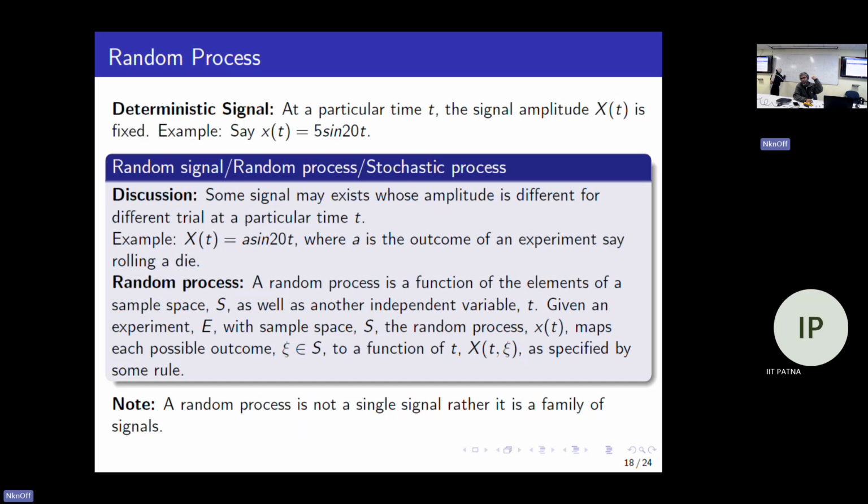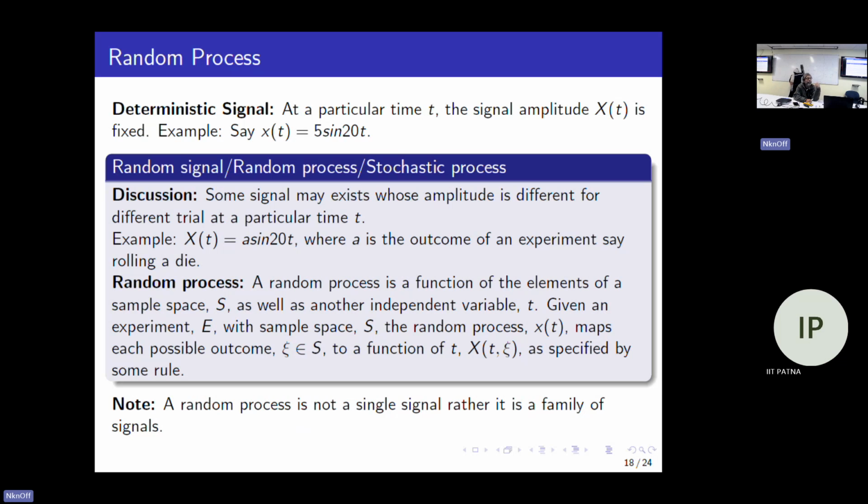Now random process. This is very interesting. I want to spend some time on it because people are too confused about random process, so I'll try to explain it. Random process, random signal, stochastic process, all are the same. So let's say, what is a deterministic signal? You all know what a deterministic signal is. Let me give some example.